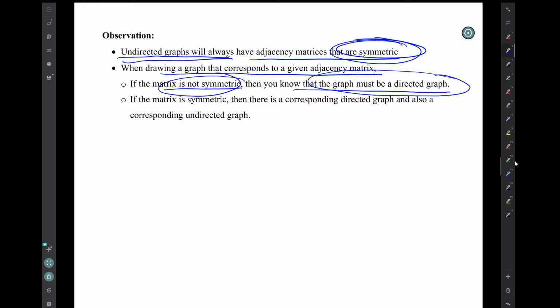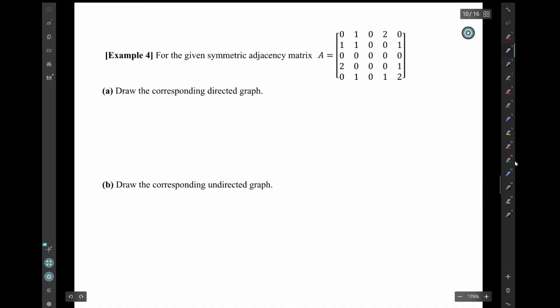On the other hand, if the matrix is symmetric, then there is a corresponding directed graph, and there's also a corresponding undirected graph. So for example, for this given adjacency matrix, draw the corresponding directed graph and draw the corresponding undirected graph. Well, either way, we need 5 vertices.